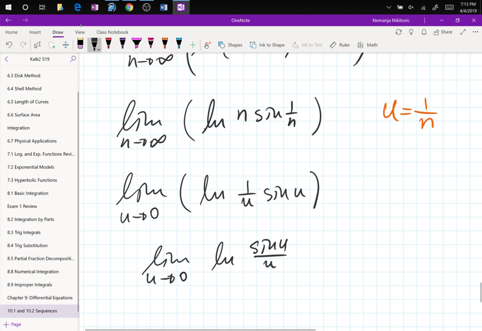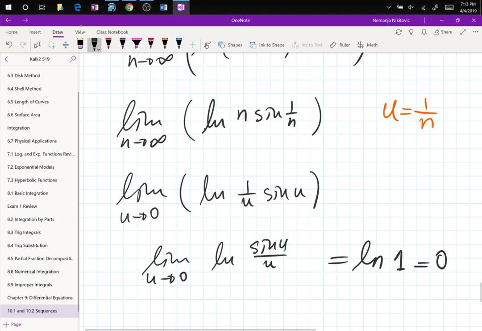Wait, why are they supposed to go 1 over u? Why is it a 0? Oh, no, yeah, that's why. So how much is sine of u over u as it goes to 0? 1. And then you replace the n with 1 over u.